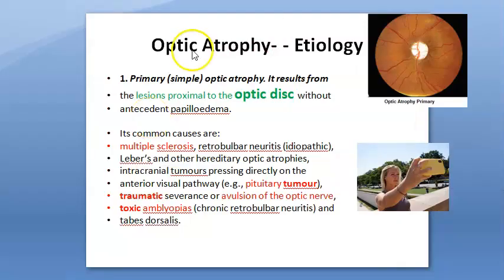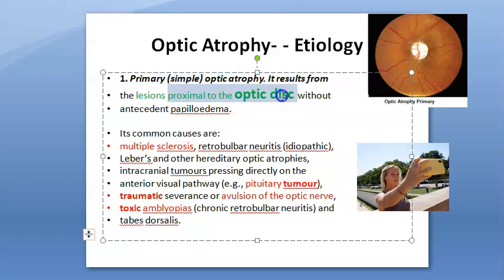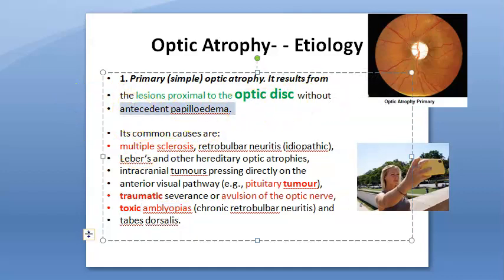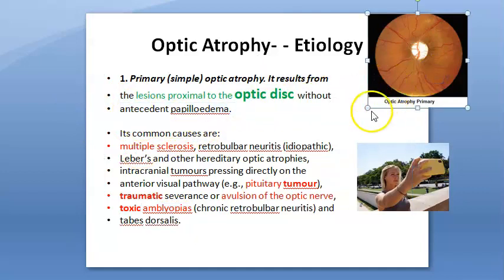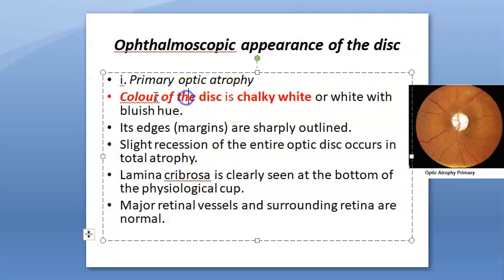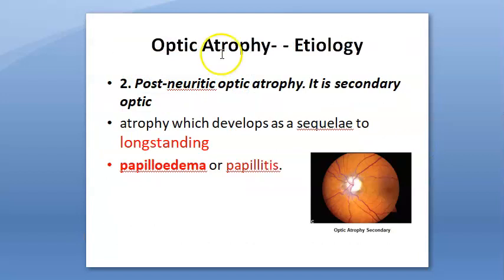Primary optic atrophy is because of lesions which are proximal to the optic disc, right? It's more because of the optic disc and its surroundings. So you have some tumor or some trauma, toxic amblyopia, multiple sclerosis. Basically, it is without antecedent papilloedema. So something around the optic disc only, you remember. So what did you see? They said it will be white. Can you see white? Yes. Then you saw that, yes, the disc is chalky white.